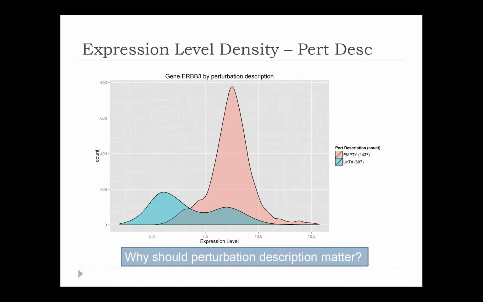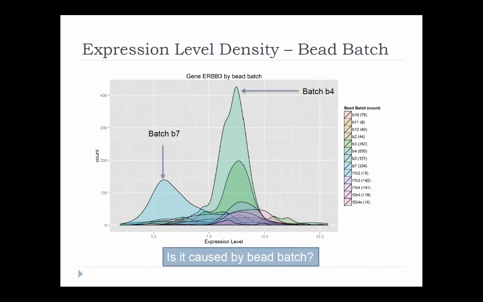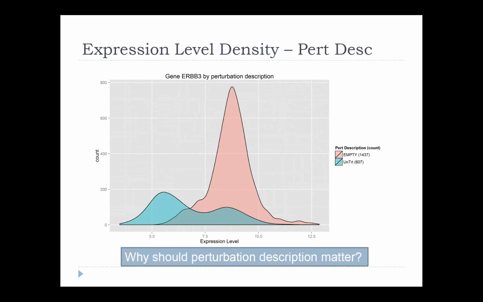Okay, so I think I misunderstood. When you condition by these bead batches, you just partition the big peak. The untreated ones are still there in one batch. Right, so all of these have a perturbation type of untreated. Oh, they do. Okay. Yes, it's just that the perturbation description field is different for some of them. I got you.